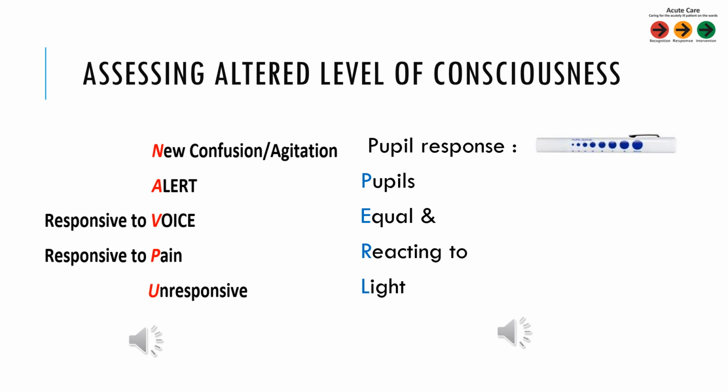Pupils equal and reacting to light. Please ensure that you use only the appropriate tool, which is the pupil torch, for assessing a patient's pupils. This is because it is at an appropriate level of brightness and it also handily has the sizes on the side. Each pupil should respond briskly and then expand again at the same rate.